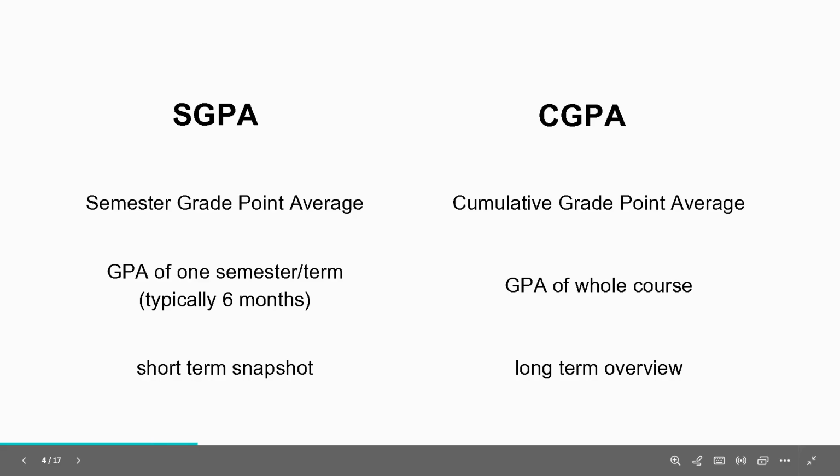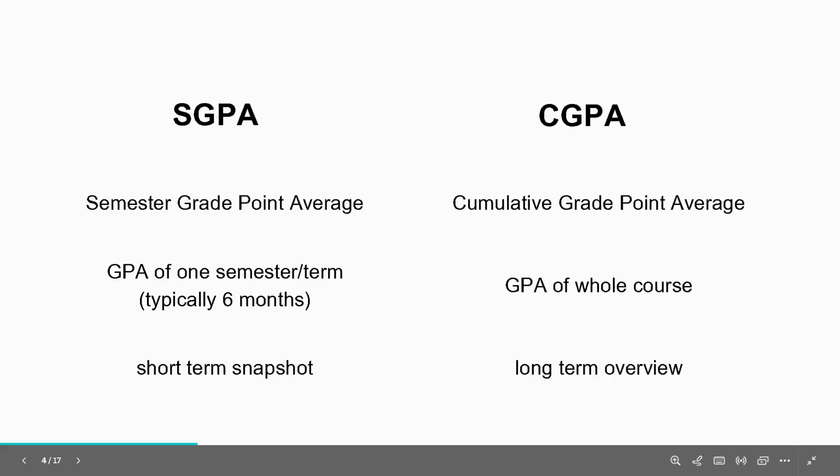SGPA is semester grade point average, basically GPA for just one semester, which is typically 6 months, and it gives a short-term snapshot of your performance in just one term, while CGPA is the GPA of your whole course, and it gives a long-term overview.